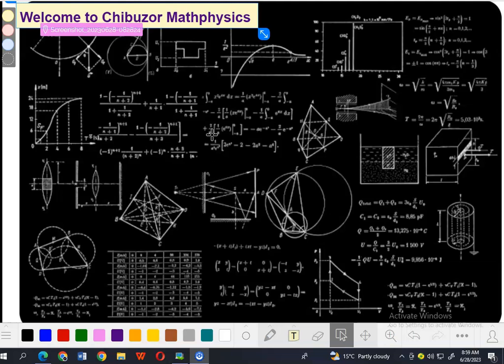This is Chibuzor Mathphysics, and this will be a revision part 1 on thermal expansion. We've been able to establish the meaning of thermal expansion in our previous videos, where we talked about how materials, especially metallic materials, tend to expand or contract when heated.